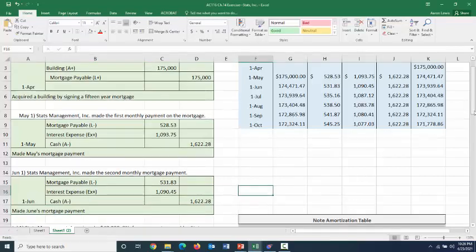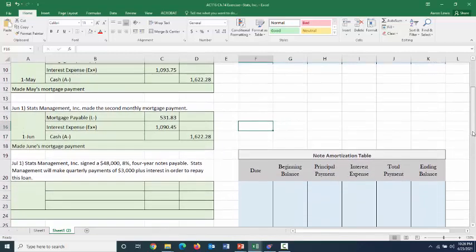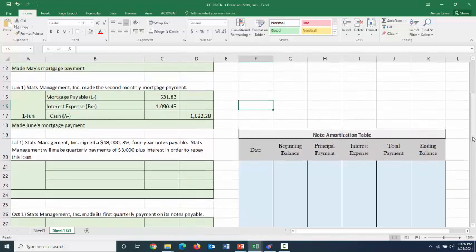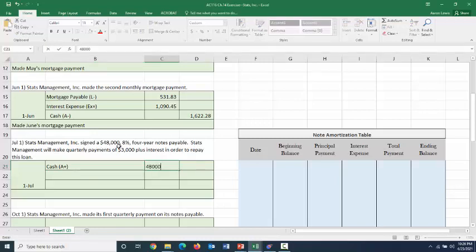Let's move on to another entry. On July 1st, Stats Management Incorporated is signing a $48,000 8% 4-year notes payable. And Stats Management, to pay this off, is going to make quarterly payments of $3,000 plus interest to pay off their debt. So what is happening on July 1st when we sign this note? Well, we're not required to make a payment yet because we're just getting the money right now that we're borrowing. So we start by debiting cash for the amount that we are signing the note for. And this is a $48,000 note, so we are going to debit cash for $48,000.